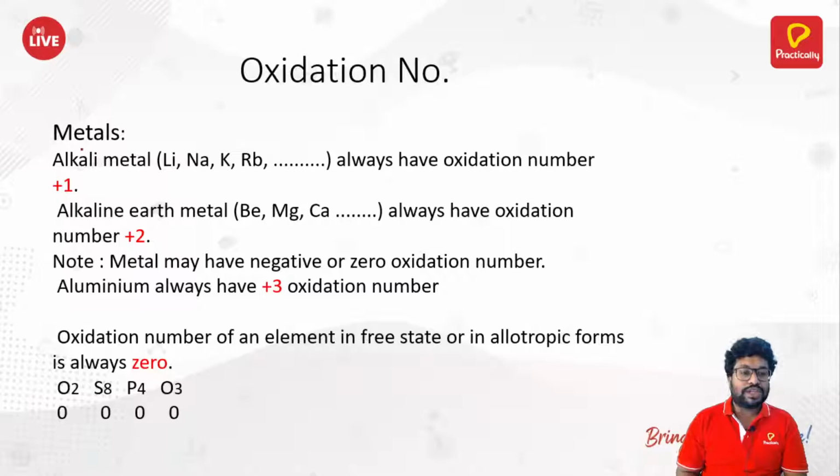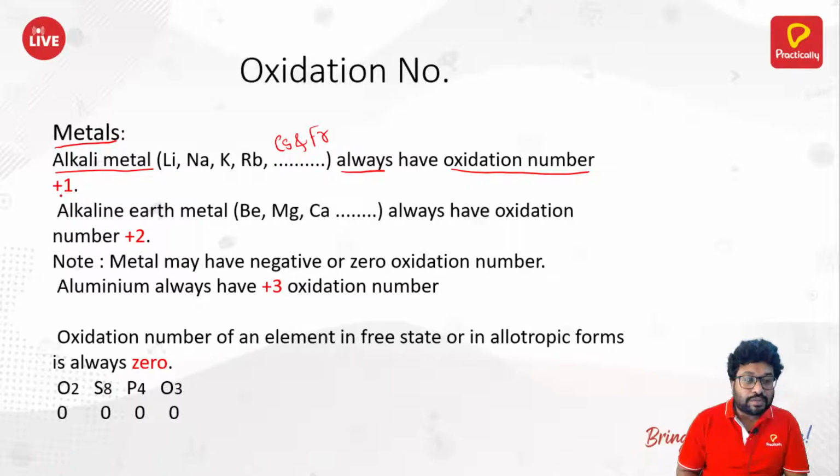Moving ahead with metals. Let's talk about the oxidation number of metals. Alkali metals, for example, lithium, sodium, potassium, rubidium, cesium, and francium. They always have oxidation number equal to +1. You will never see them having any other oxidation state than +1.